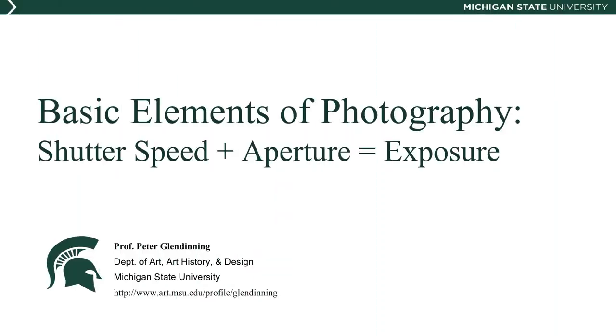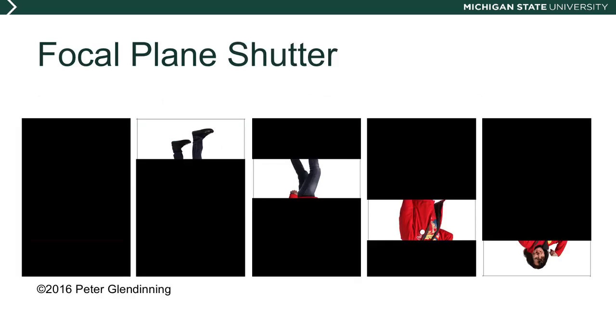Okay, welcome back. We're going to be talking about shutter speed and aperture and exposure together. So let's get going. We learned in the previous lesson about the focal plane shutter, how it consists of two curtains that move, one following the other with a little space in between, maybe sometimes a big space, so that the whole sensor is exposed to the same amount of light, but not all at once.